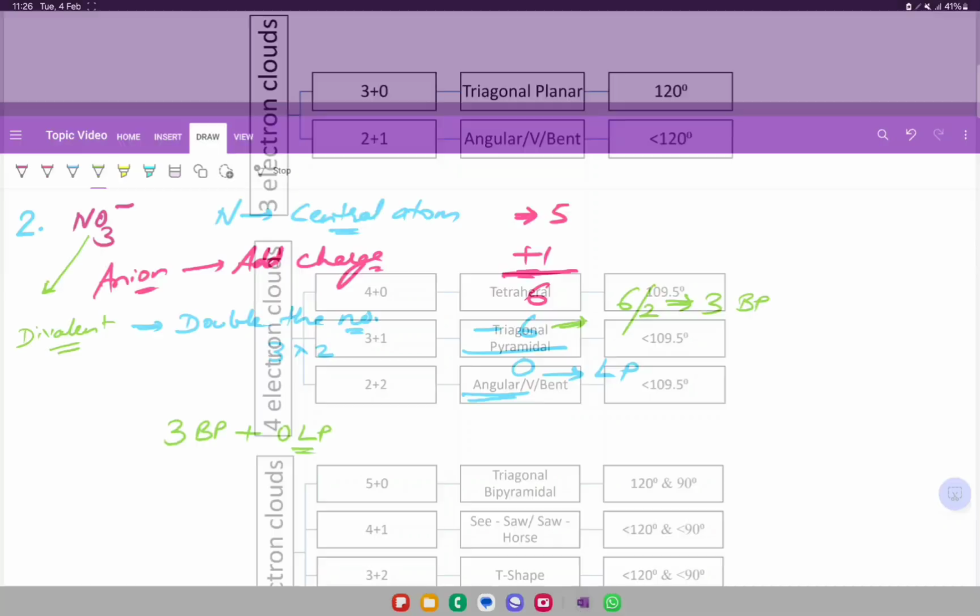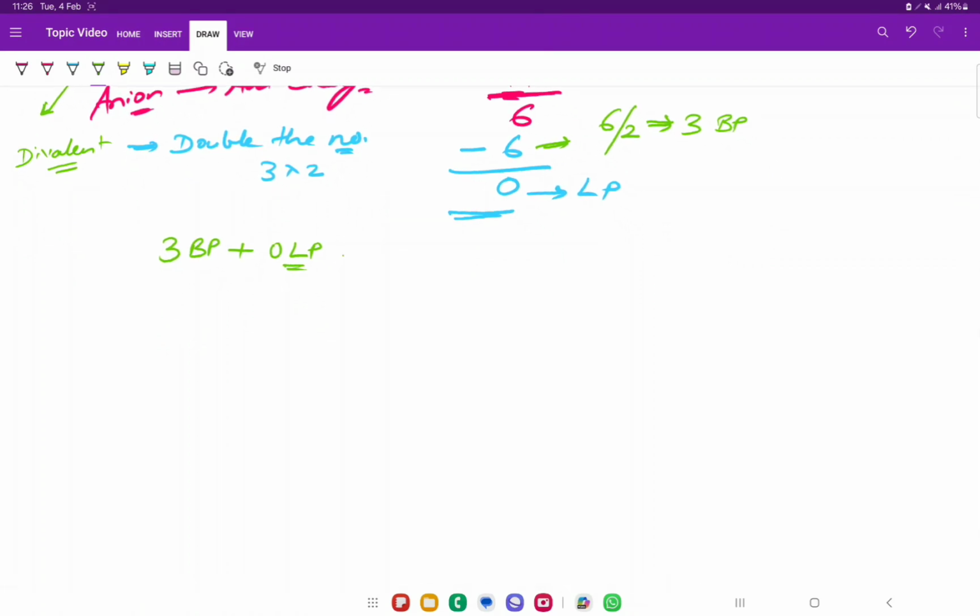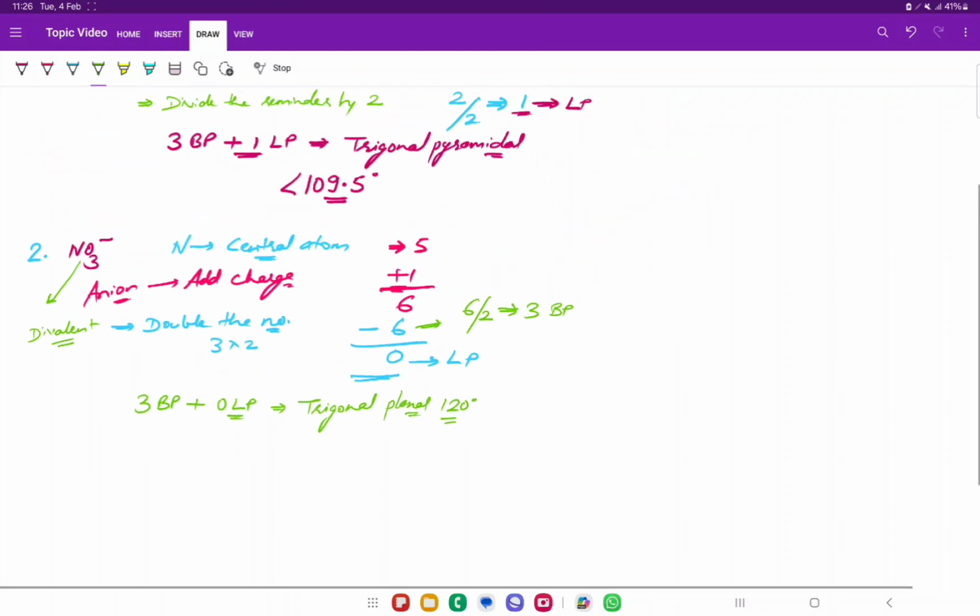Bond angle 120 degrees, and shape is trigonal planar. Trigonal planar, bond angle 120 degrees, regular geometry for trigonal planar.